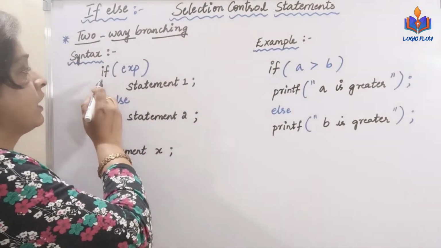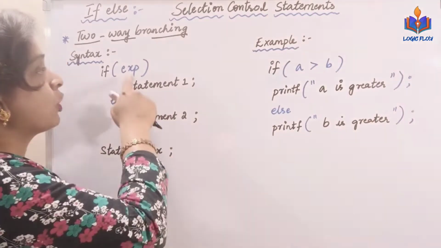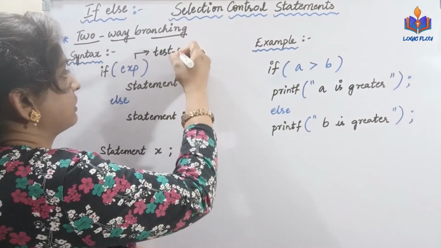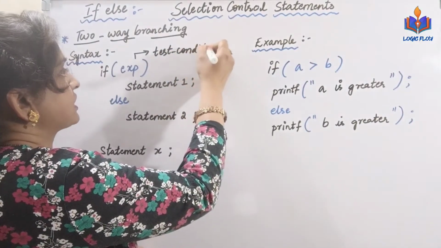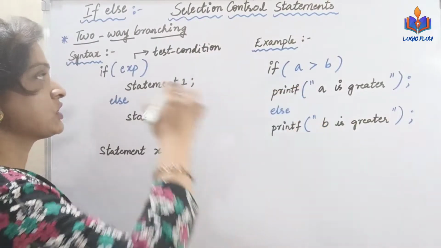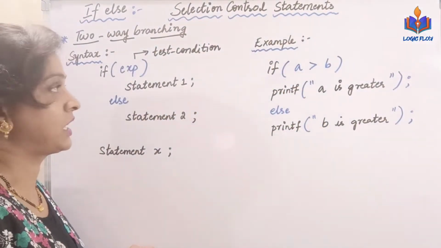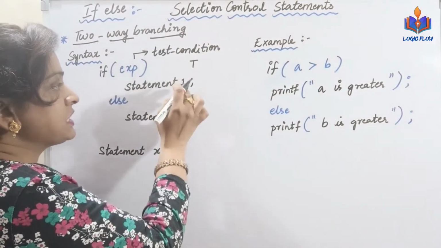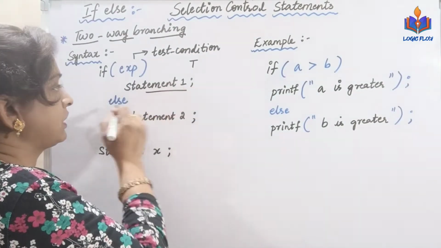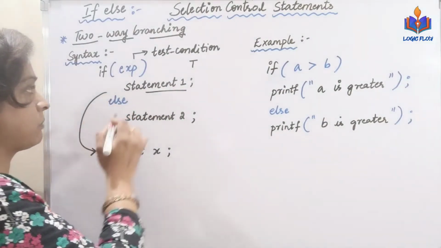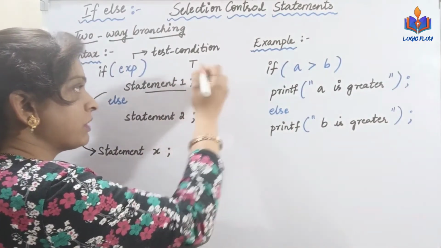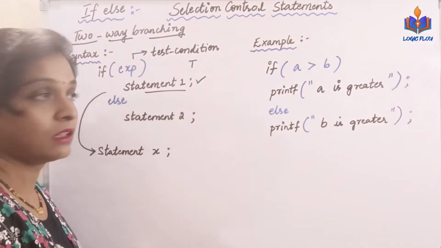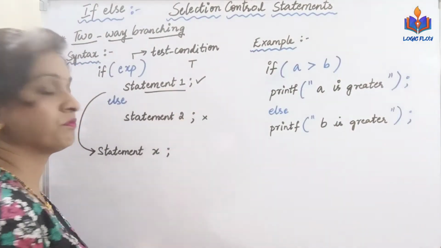Syntax. Again the keyword if followed by the expression, or we can also write it as test condition. Anything is good: test condition, or just condition, or expression. We usually have some expression as the condition. If the condition evaluates as true, then the immediate statement 1 gets executed and then the control goes to statement X, the statement that we have in the program. So statement 2 is skipped.